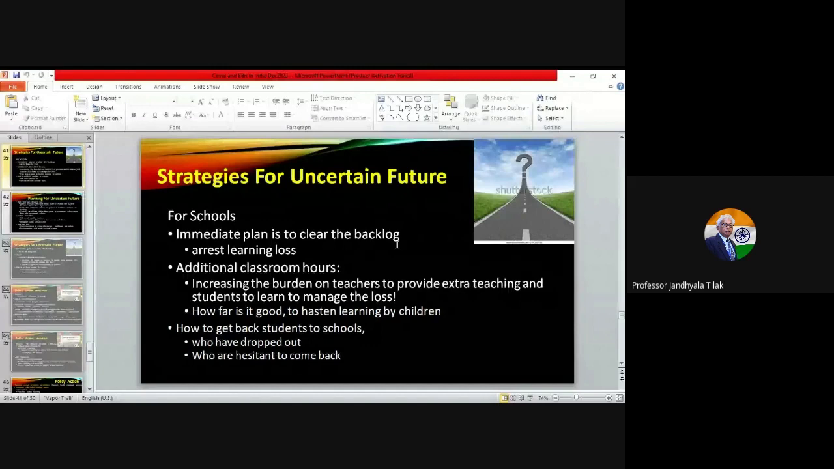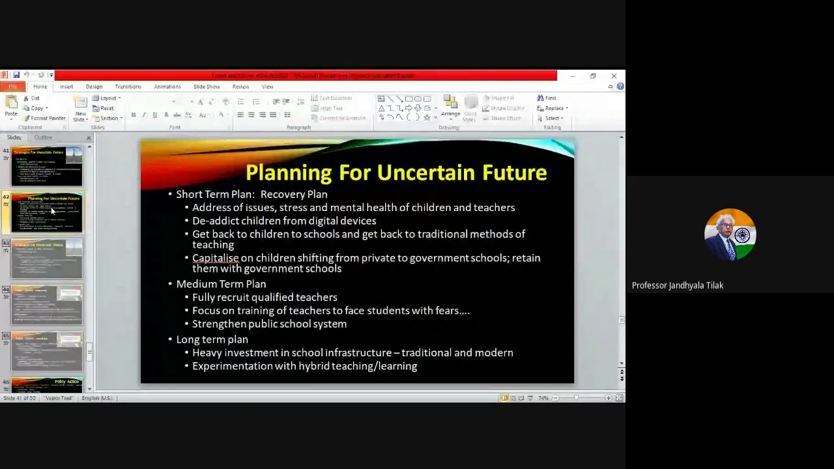Educationists find it a problem whether it is good to hasten the learning process among children, particularly young children. What they have to slowly learn and assimilate in 2 years will have to be done in 1 year or something of that kind. Another important challenge is how to get back those students who have lost interest in education, who have dropped out, and who are hesitant, perhaps even reluctant, to come back to the school system.